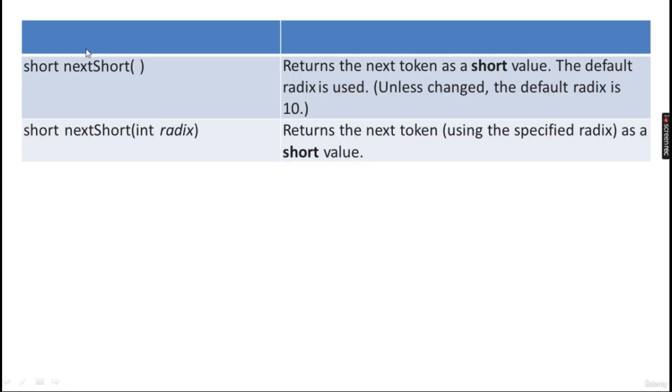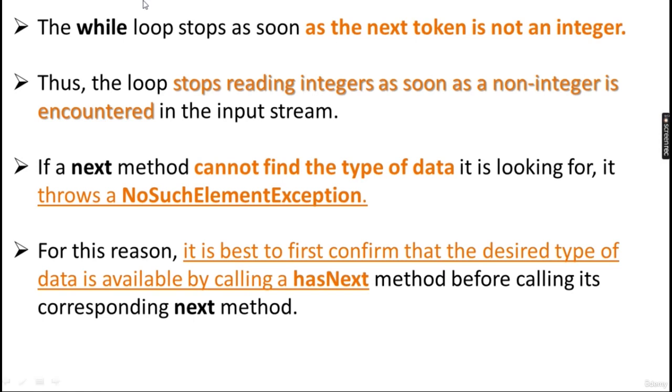Short nextShort returns the next token as a short value. The default radix is used unless changed. The default radix is 10. Short nextShort(int radix) returns the next token using the specified radix as a short value. The while loop stops as soon as the next token is not an integer. For example, the loop stops reading integers as soon as a non-integer is encountered.